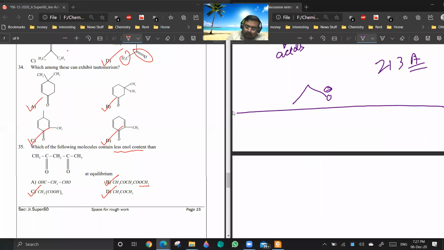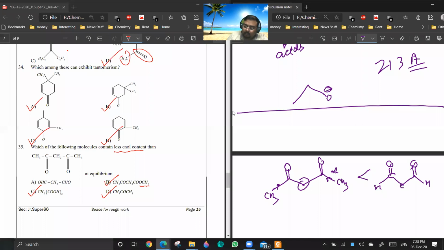So you see, this is having no cross conjugation. Are you getting a point? It is only destabilizing through plus R, but it is having an active methylene group here. All others are also having active methylene groups. Only if there is no destabilization, this will have higher enol content.